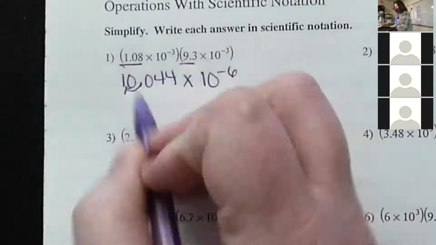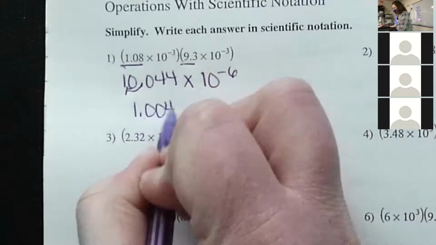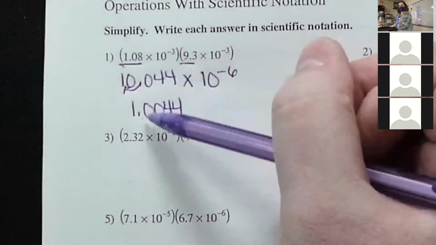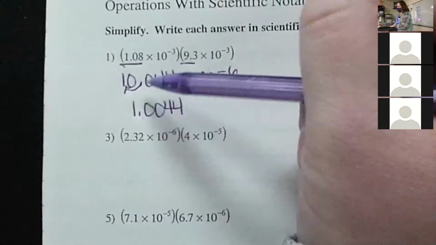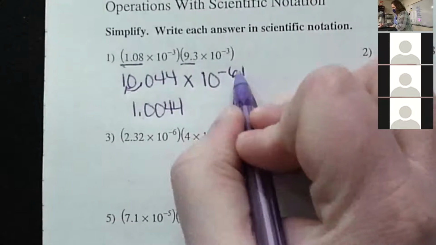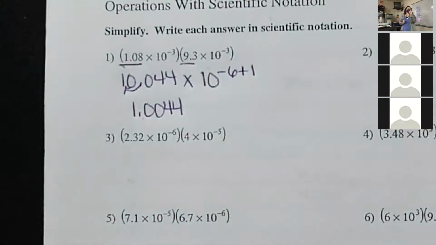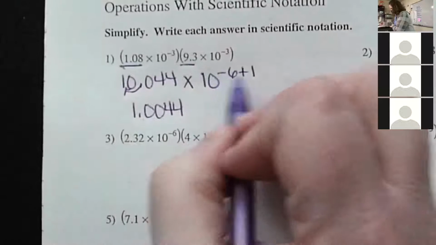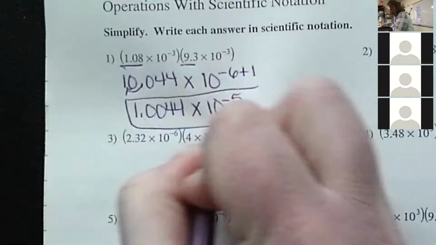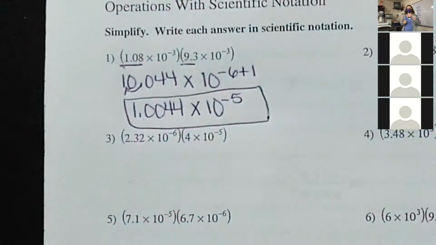Okay, so I made that 10 into a 1, right? Is that making that number bigger or smaller? Smaller, right? I went from 10 to 1. So if I made this number smaller, I have to balance it out, and I have to make this number bigger. Okay? Now, if I'm only moving it once, then I add 1. If I moved it twice, I'd have to add how many? 2, okay? So then a -6 plus 1 is -5. Now that's in scientific notation, and we're good to go.